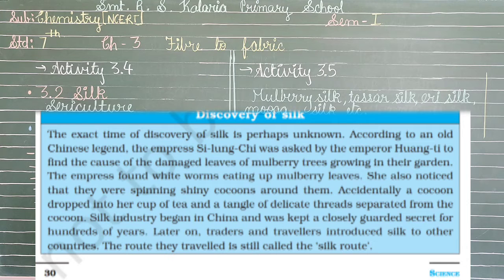The silk industry began in China and was kept a closely guarded secret for hundreds of years. Later on, traders and travelers introduced silk to other countries. The route they traveled is still called the Silk Route.